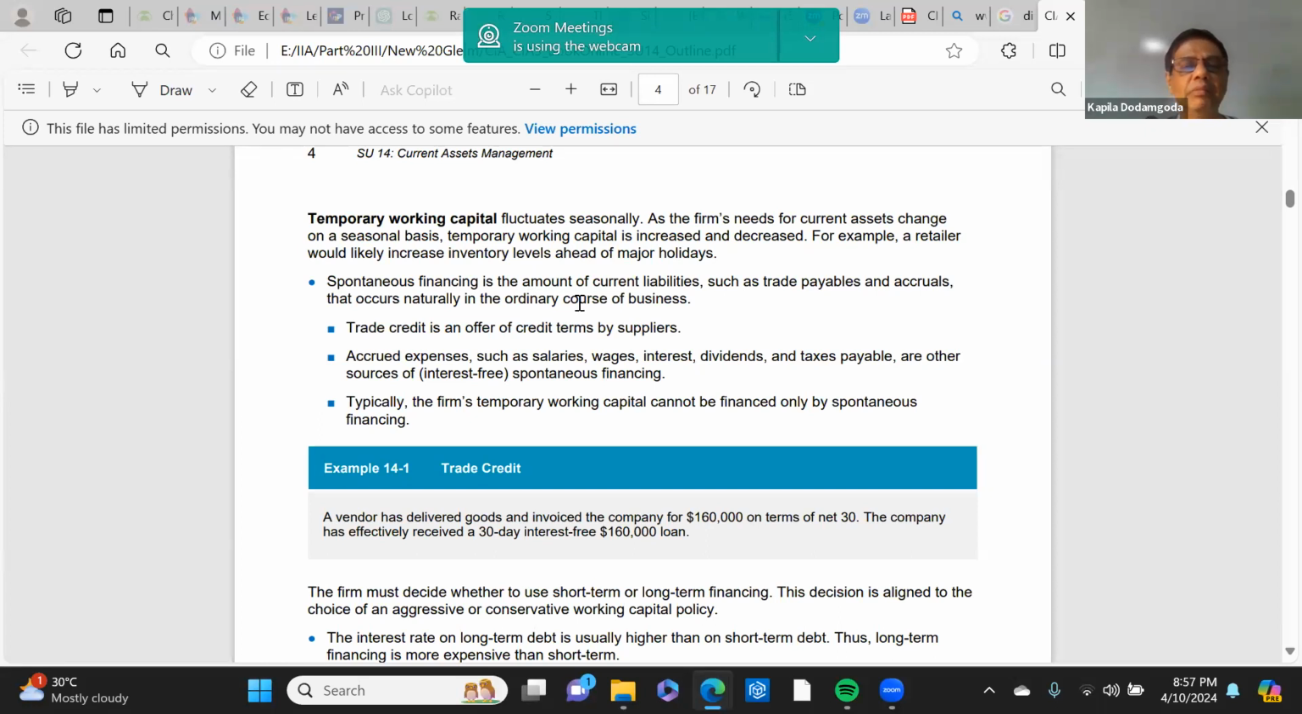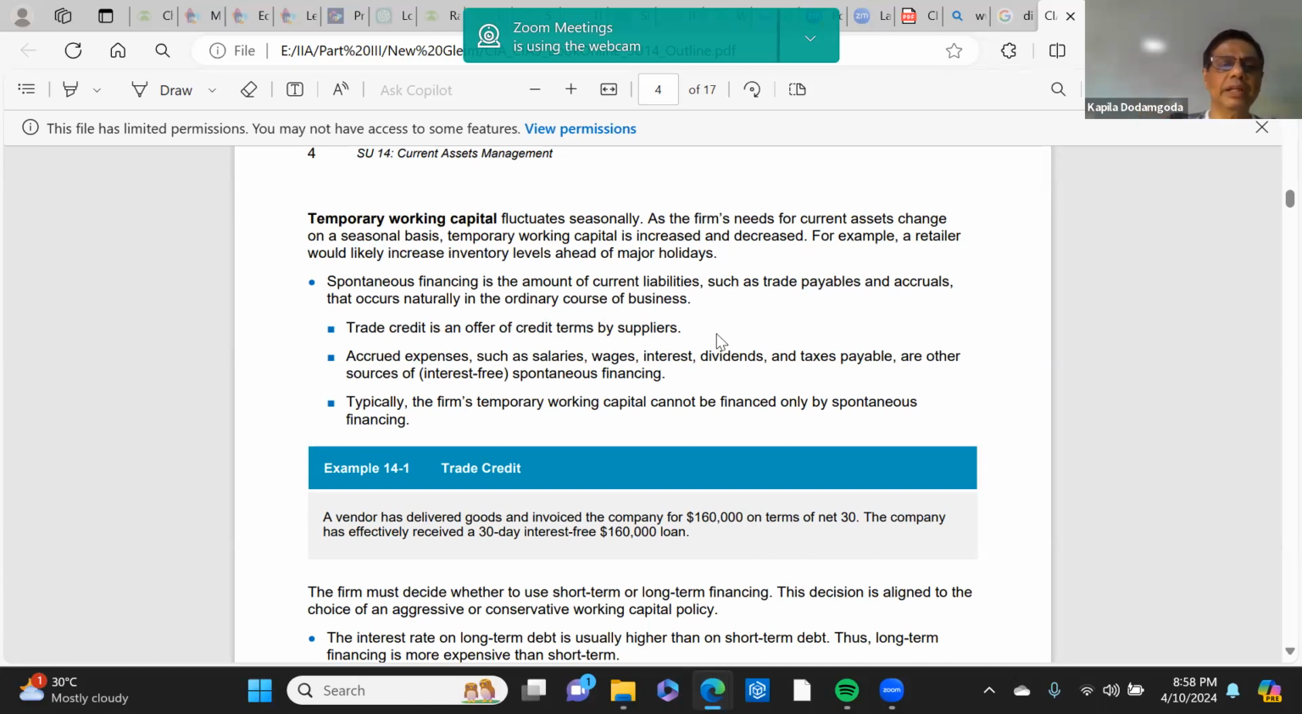Spontaneous financing is the amount of current liabilities, such as trade payables and accruals, that occurs naturally in the ordinary course of business. So when the business volumes keep on changing, the spontaneous financing through current liabilities, either your trade payables or accruals, increases. That will happen in the normal course of business. Now, this is the funding part of it, right? So spontaneous financing is what comes through current liabilities, obviously. Trade credit is an offer of credit terms by suppliers.